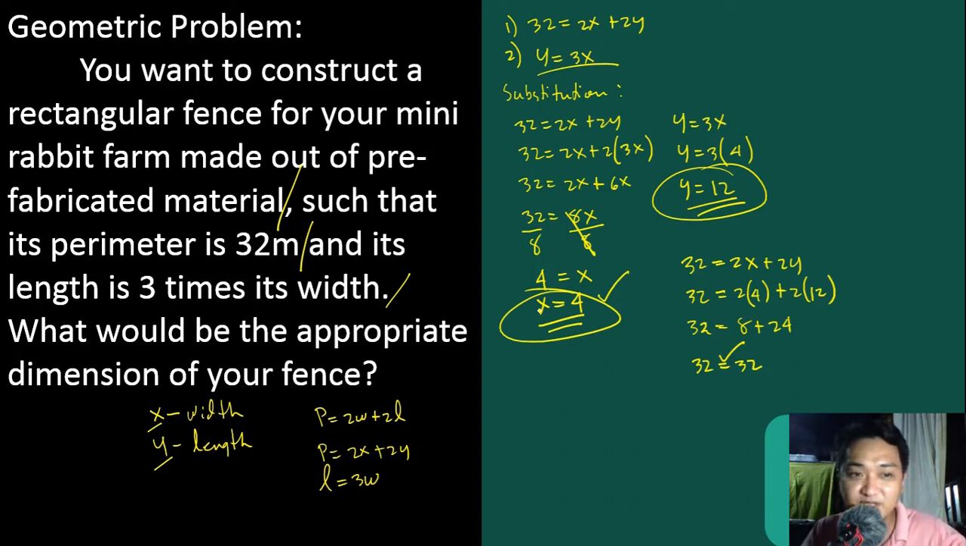So, the appropriate dimension of our fence is, ang kanyang width is 4 units or 4 meters, and yung length niya is 12.